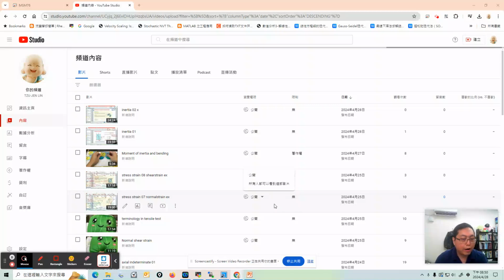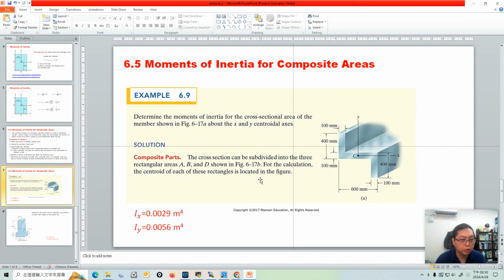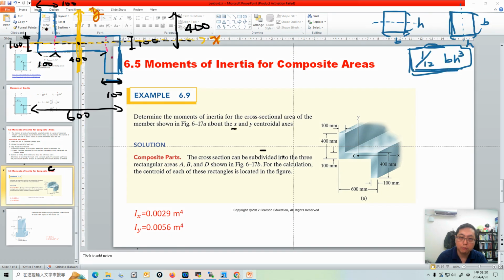Okay, hello everyone. This video is a continuation of the last video. In the last video, we were talking about the calculation of the moment of inertia of a composite area, and we finished the first part, calculating the moment of inertia of this complex shape with respect to the x-axis. Now the remaining part is to calculate the moment of inertia with respect to the y-axis. We just use the same strategy as in the previous video.